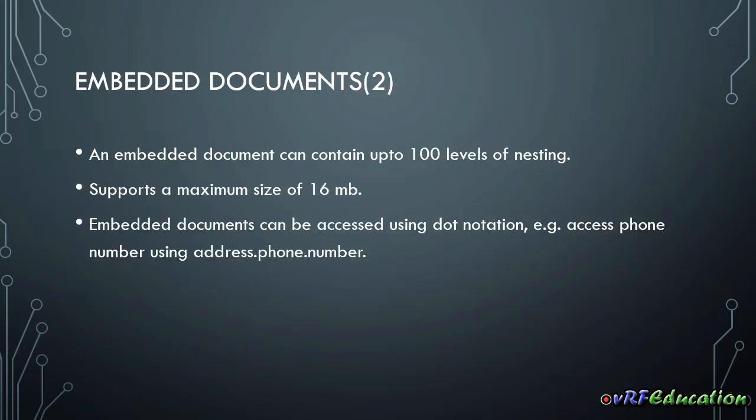And there are some points about embedded documents. An embedded document can contain up to 100 levels of nesting and again supports a maximum size of 16 megabytes. And embedded documents can be accessed using dot notation. For example, here we can access a phone number using address.phone.number. This dot notation is very familiar for programmers.